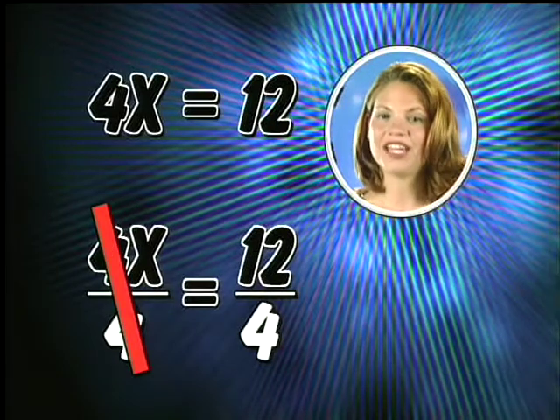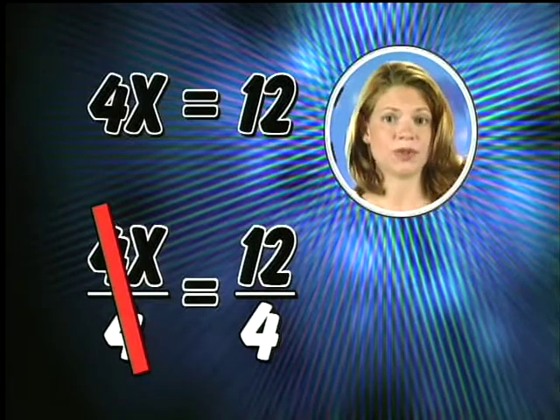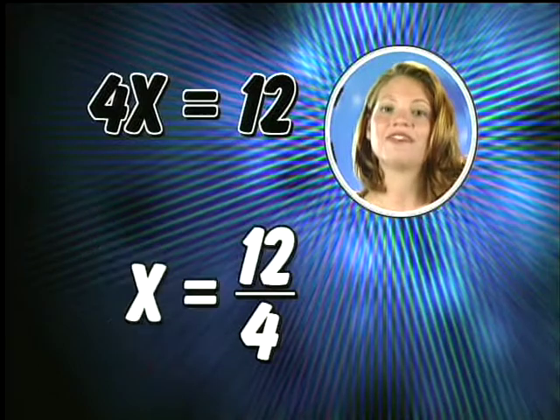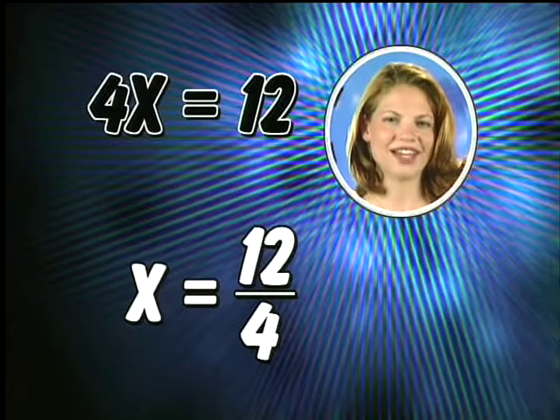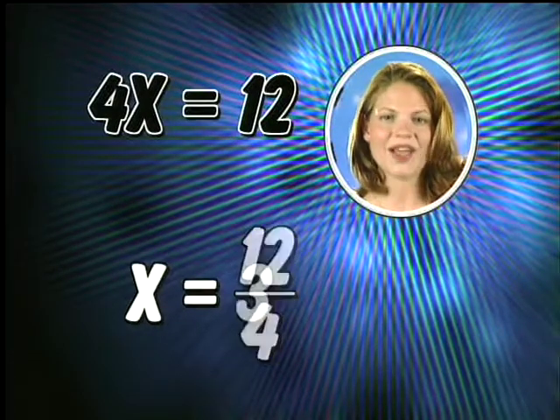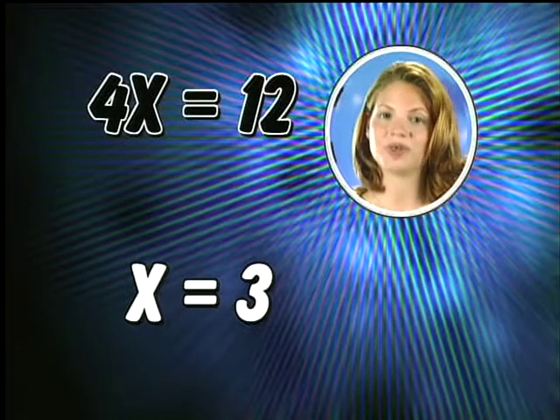When we do this, our left side is 4 divided by 4, which equals 1, so they cancel out, and we're left with an x. On the right side, 12 divided by 4 equals 3. So our answer is that x equals 3.